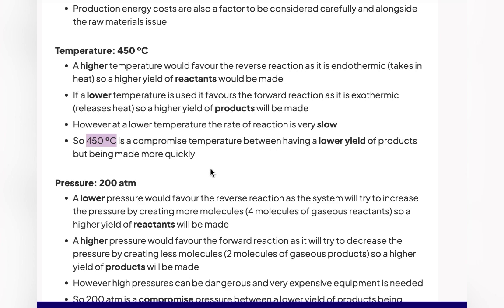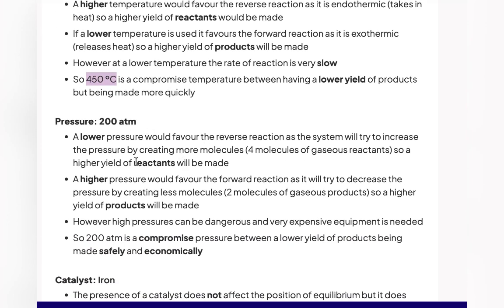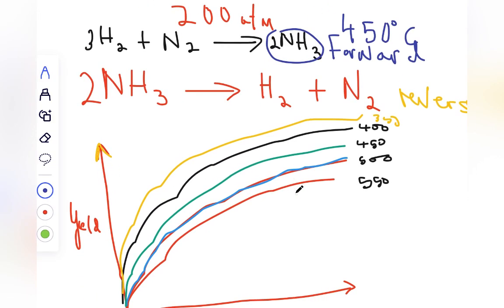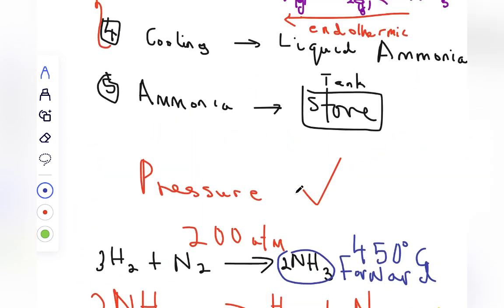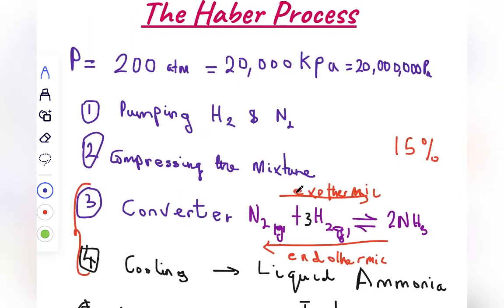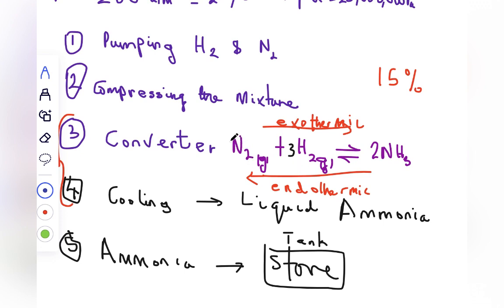Now for pressure, 200 atmospheres is chosen. A lower pressure will favor the reverse reaction. If the pressure is too low, like 100, it will favor the reverse reaction, as the system will try to increase the pressure by creating more molecules. The reason why we need to increase the pressure, let's go back to this. Here you have 1 molecule of nitrogen, 3 molecules of hydrogen. Altogether 4 molecules in the reactant.